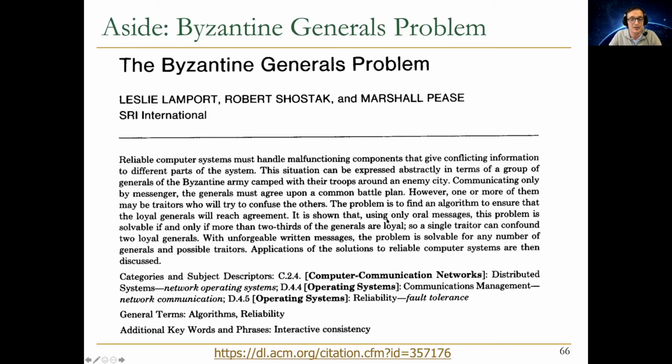It is shown that using only oral messages, this problem is solvable if and only if more than 2/3 of the generals are loyal. So a single traitor can confound two loyal generals. With unforgeable written messages, the problem is solvable for any number of generals and possible traitors. Applications of the solutions to reliable computer systems are then discussed. I find this a very beautiful paper. I'm not going to go into more details of Byzantine failures. A Byzantine failure is basically something that breaks the assumptions in this paper.